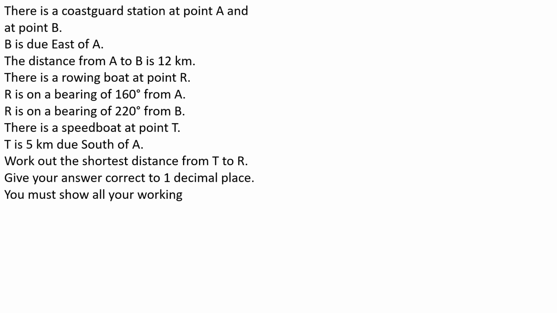We've got a Coast Guard station at A and B. A is due east of B, so let's draw that. So if this is our A, we're given a 12-kilometer line here. B is east of that, so that's also 12 kilometers. Okay, cool. There's a rowing boat R.